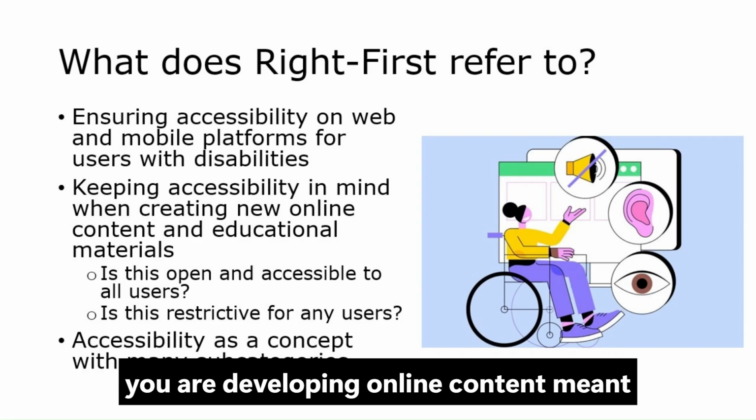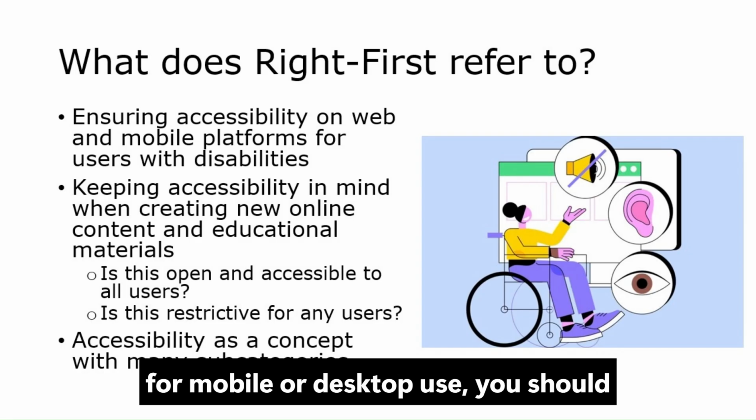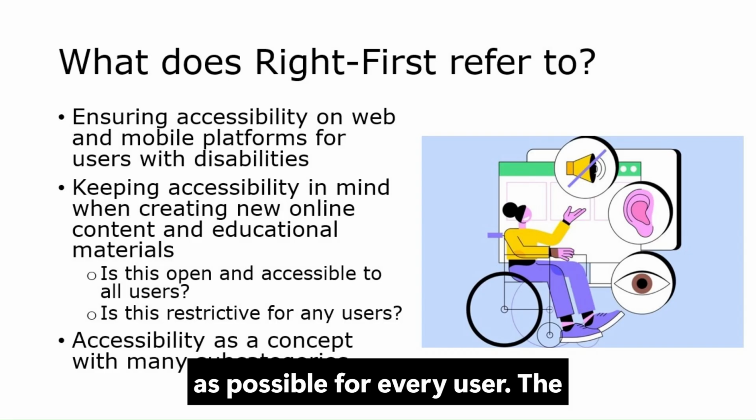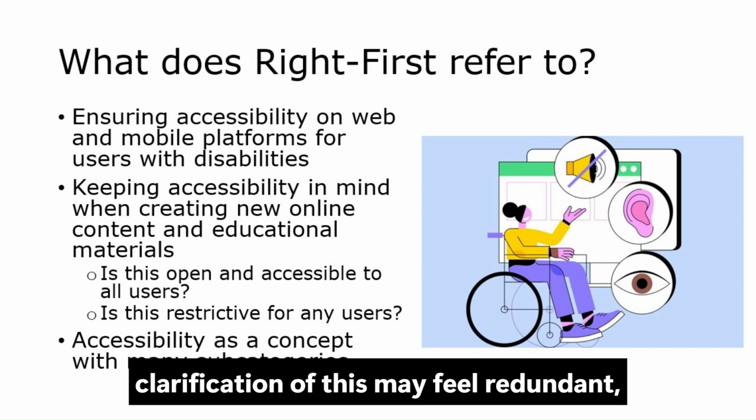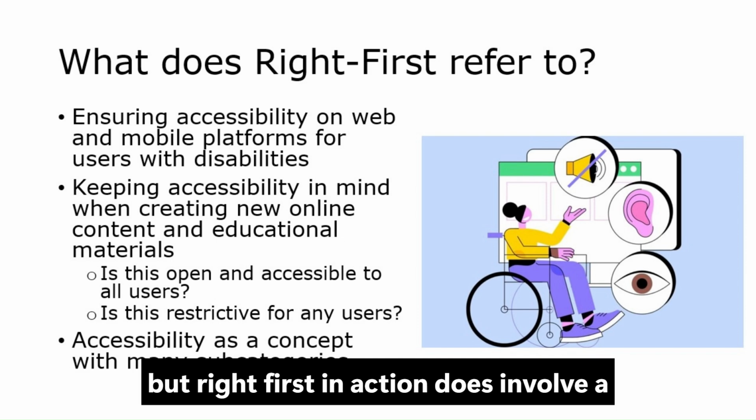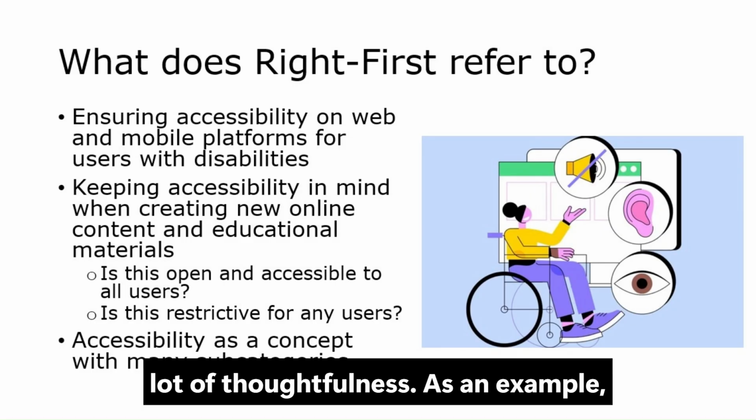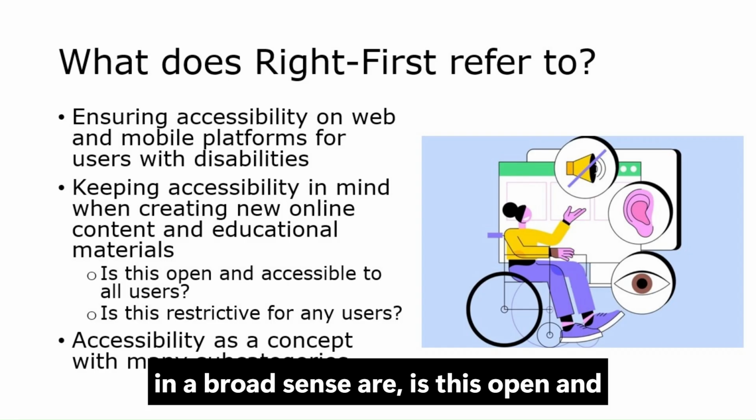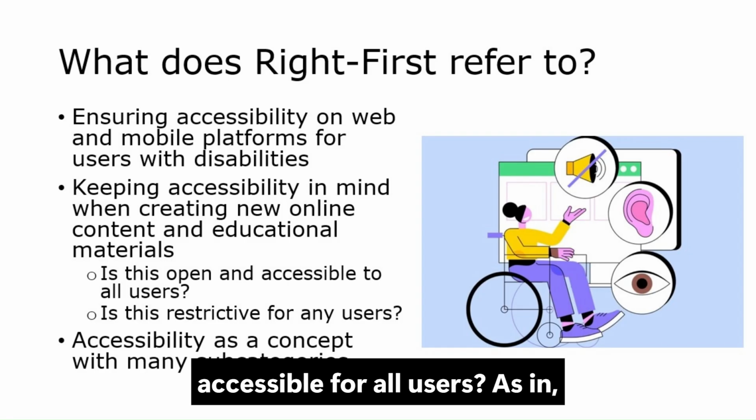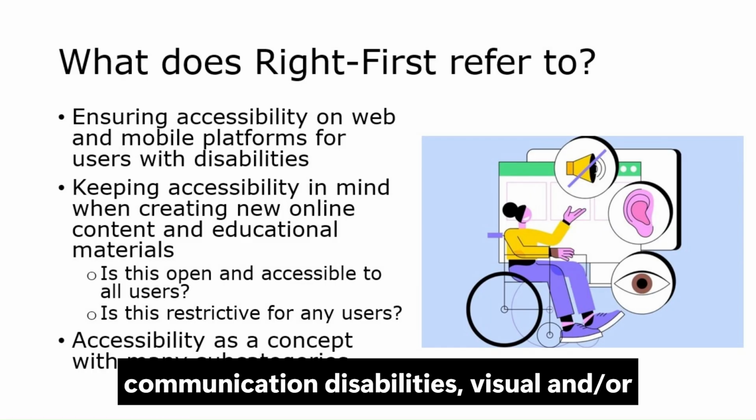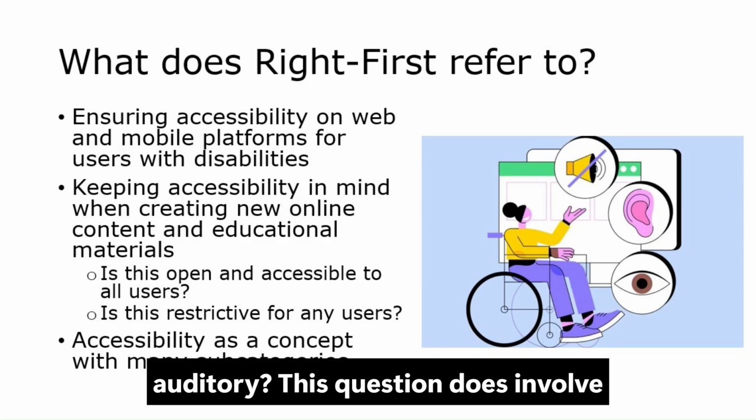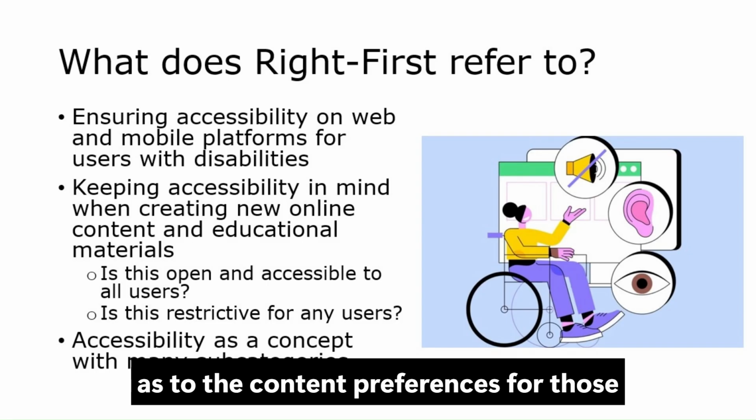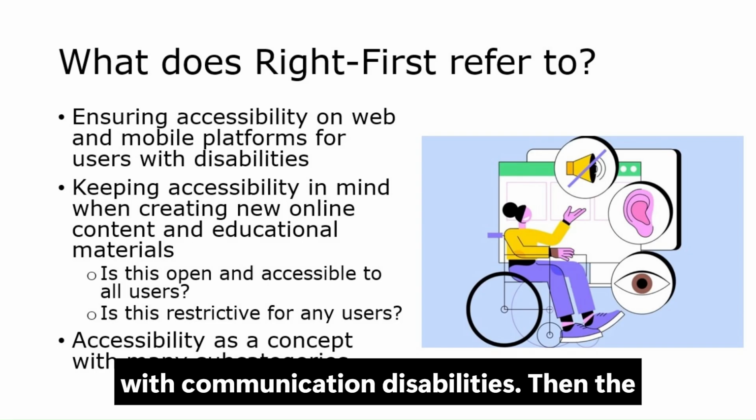So that means when you are developing online content meant for mobile or desktop use, you should keep in mind how to make it as accessible as possible for every user. The clarification of this may feel redundant, but Right-First in action does involve a lot of thoughtfulness. As an example, some questions that you can ask yourself in a broad sense are, is this open and accessible for all users? As in, is this usable for those with communication disabilities, visual and/or auditory? This question does involve consideration, and for some, research as to the content preferences for those with communication disabilities.